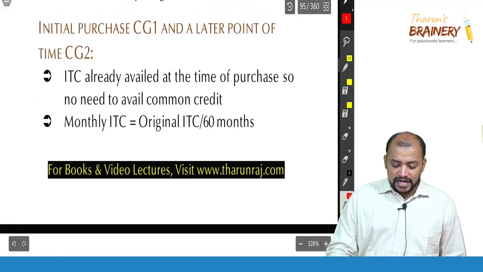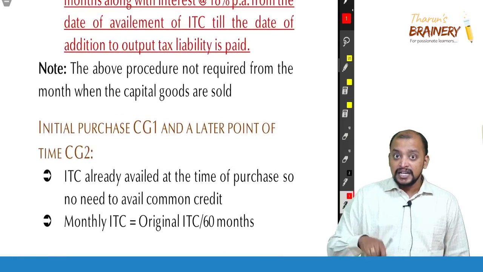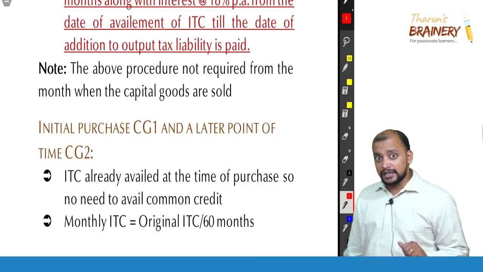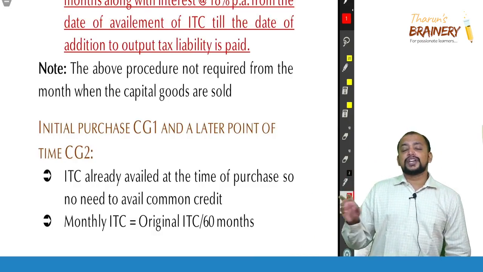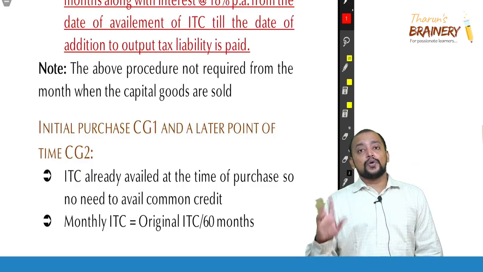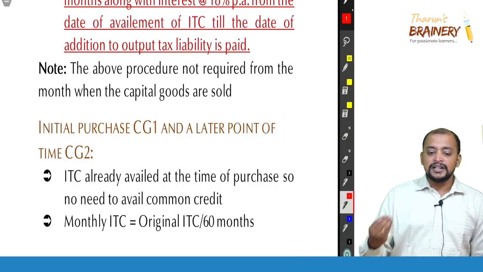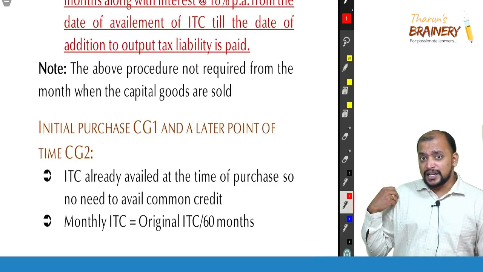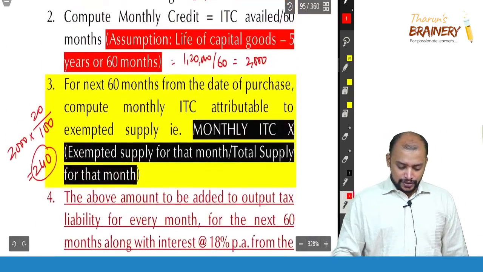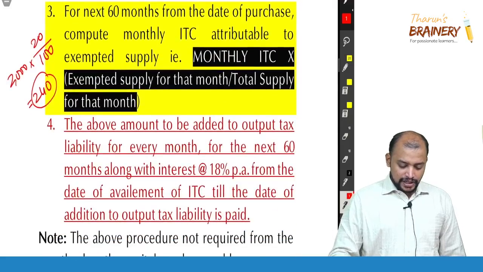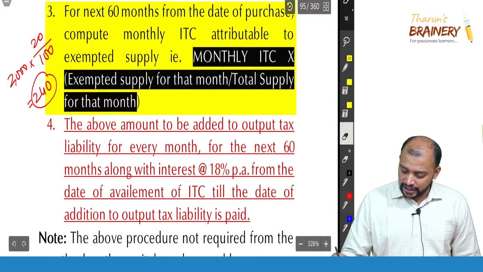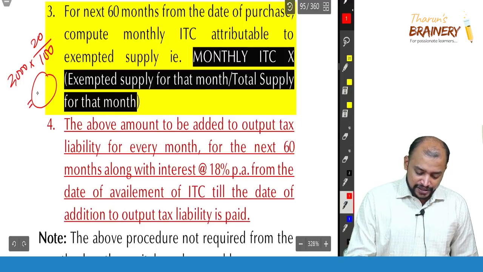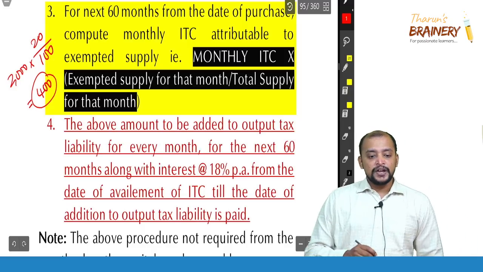Now there are some special situations arising in this. Initial purchase I have used it for CG1, meaning exclusively for taxable. At a later point of time I am using it for both taxable and exempted. Now what is the treatment? This treatment is revised. Here, sorry, this is 400, not 240. 2,000, 20% is 400, so 400 rupees will be reversed.